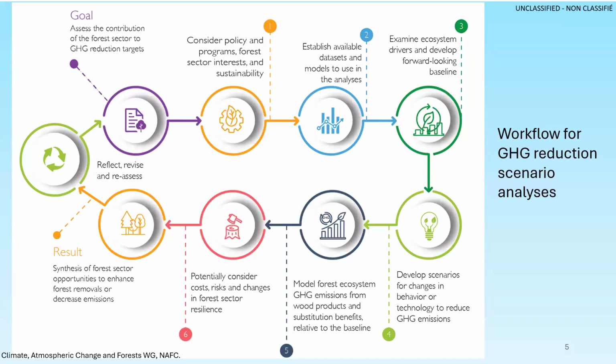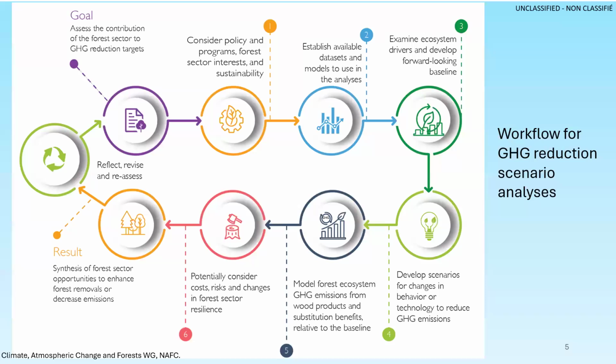And we'll start by considering policies and interests, programs. We'll get together data sets that we can use in the modeling, and then we'll establish a forward-looking baseline against which we can compare our activities. We'll then develop scenarios that describe a change in behavior or technology that's designed to reduce greenhouse gas emissions, and we'll do the modeling.